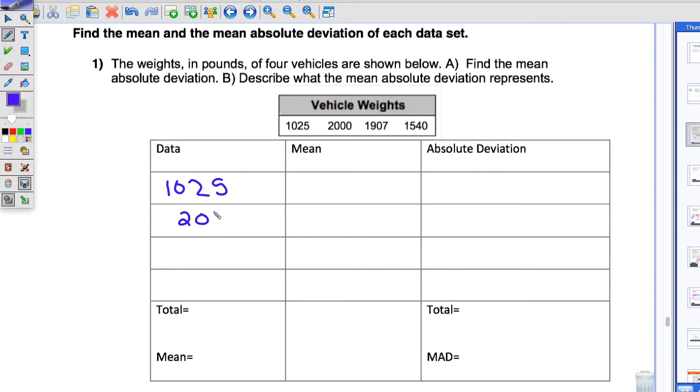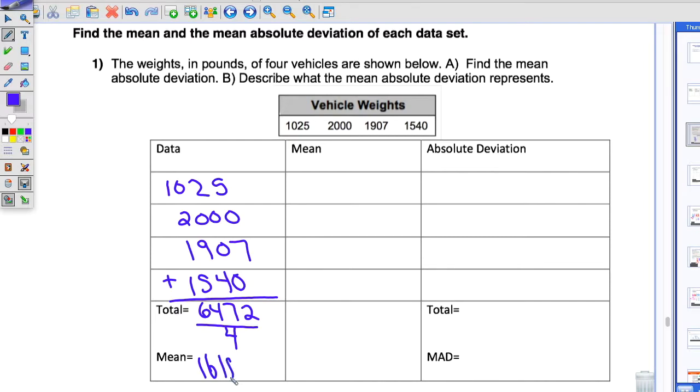1,025, 2,000, 1,907, and 1,540. We're going to add those up to find the total, which is 6,472. To find the mean, we have to divide by our 4 numbers in the set, which is 1,618 pounds. That is our mean. So we're going to subtract our mean from each of our vehicle weights, 1,618.